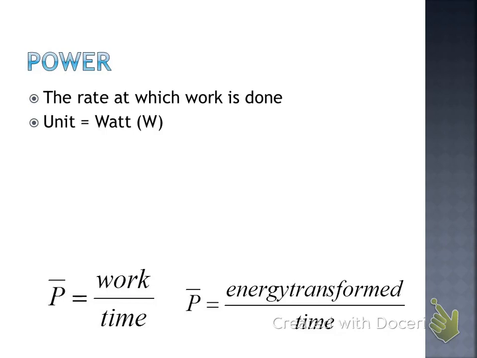The unit for power is watts. Where do we see watts typically? Yeah, in light bulbs, electricity, good. That's where we usually see watts. So a watt is 1 joule per 1 second. That's where we're getting our unit from.